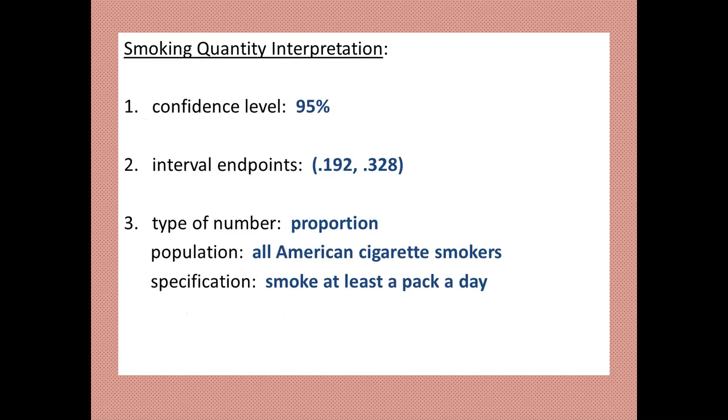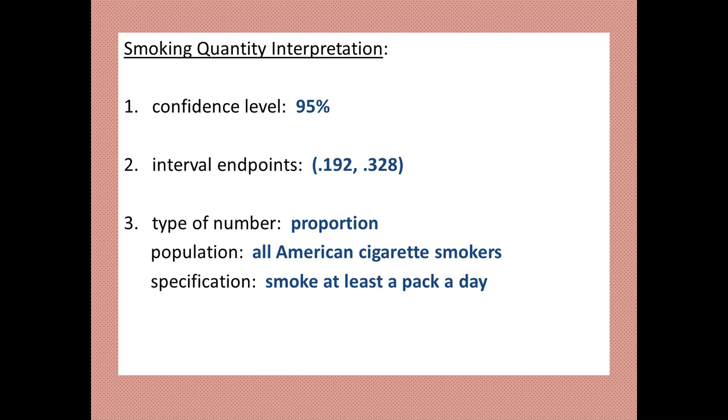These are the things we need to get the interpretation right. We need the confidence level, which for now is going to be 95%. We haven't done anything else. And that was what we computed, right? We did the 2 times standard error formula, and that's for 95% confidence. We got the endpoints already. They're 0.192 and 0.328. And then the tough part to get the parameter, the type of number is a proportion, right? It's a proportion, it's not a mean.